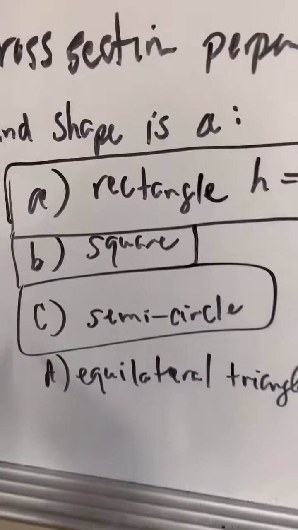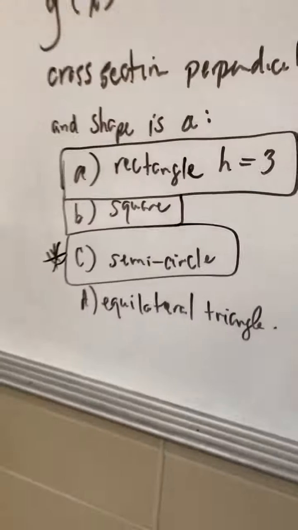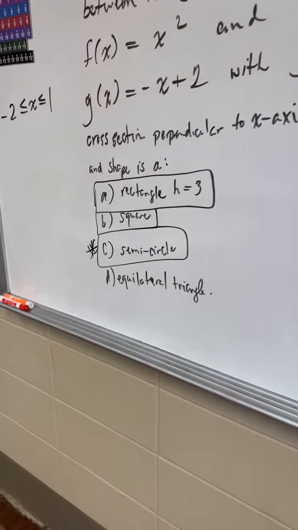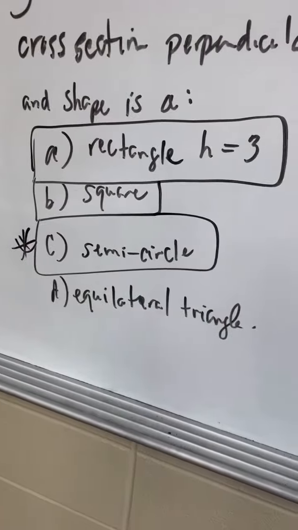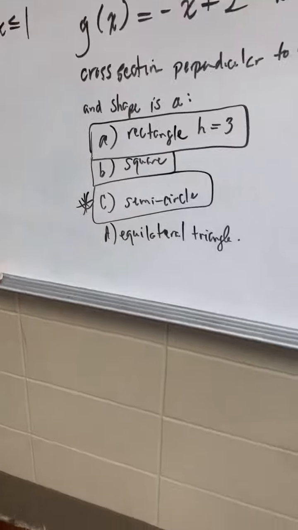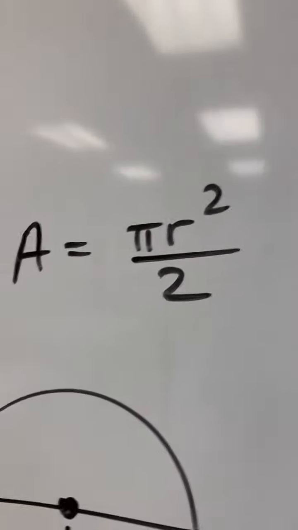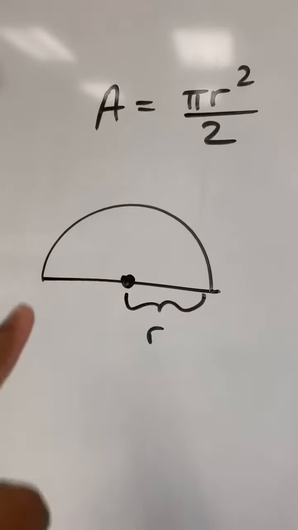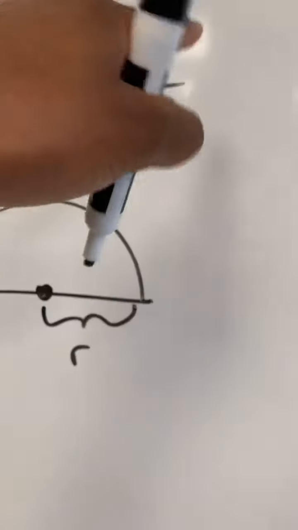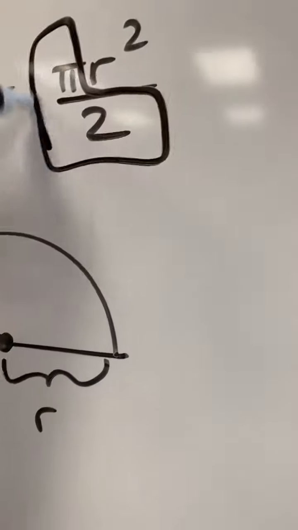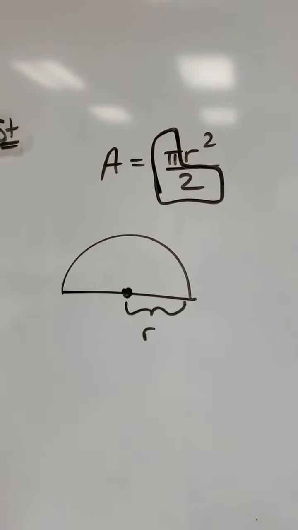Now the semicircle one is the trickiest, and I'm going to explain why in a second. Out of all the shapes that we deal with, the semicircle is the one that gives students the most problems. The reason is that the area of a circle is pi r squared, but the area of half of a circle is pi r squared divided by 2. That part right there is the part that trips people up.